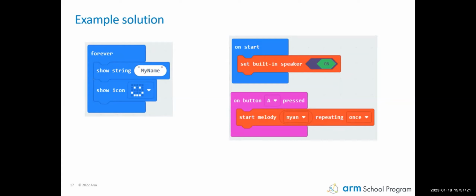And then more importantly, the bit underneath that is where you have the IPO model. So on button A pressed, when the button A is pressed, it will then play that melody, and they can choose what melody that is. There are lots of pre-built ones, and they can choose how often it is played. So that's the computational bit there.